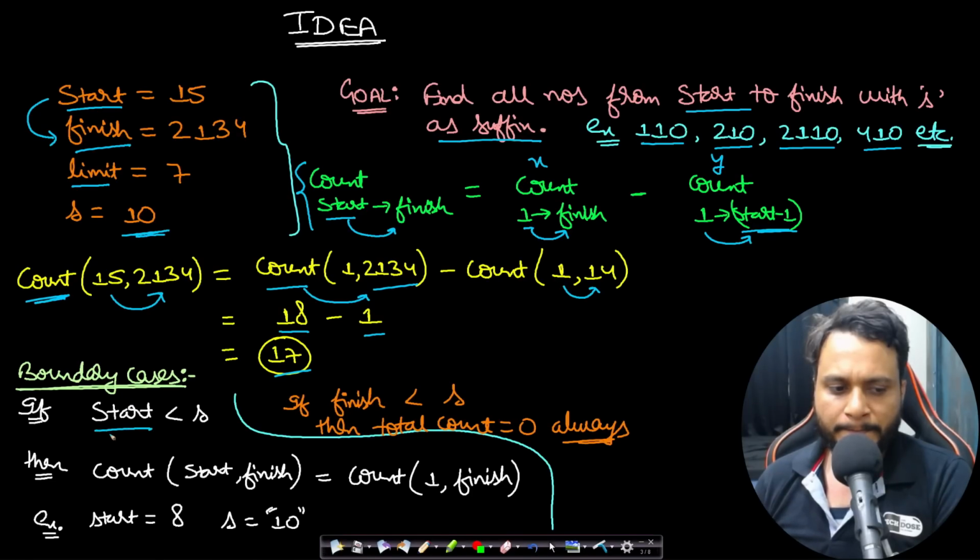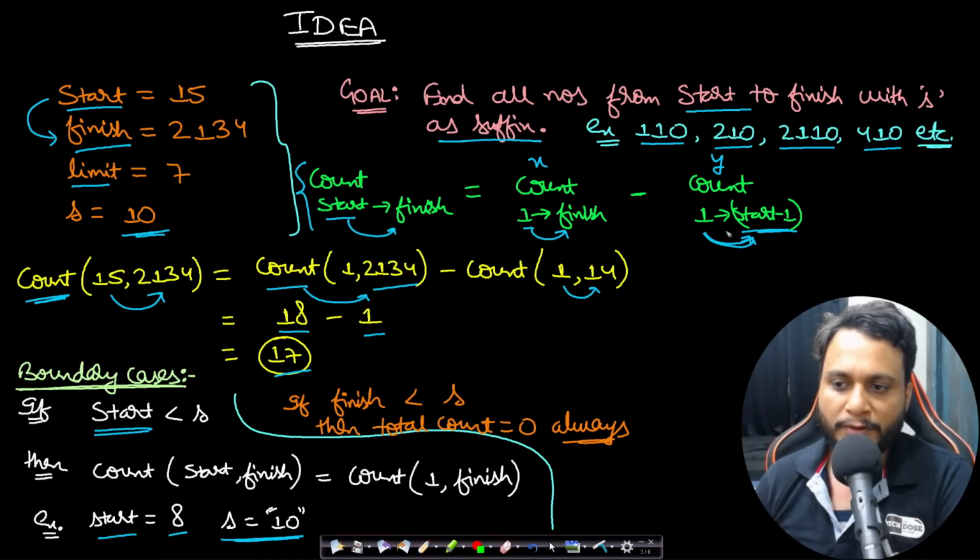In this case, if the start value happens to be less than s, like let's say the start is 8 and the suffix s is 10, then does it even matter that I will be counting the numbers from 1 to start minus 1 where the suffix will be s? Well, the suffix will never be s. This count will always come out to be 0 when the start value is less than s, right? Because you have to have a number at least greater than or equal to s to have s as a suffix. You cannot have a smaller number than s and say that it has s as the suffix.